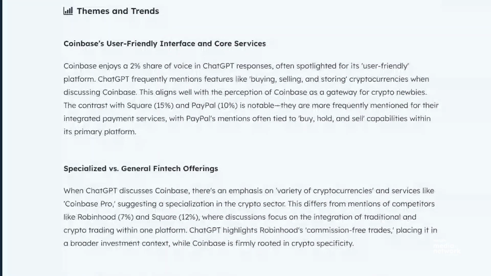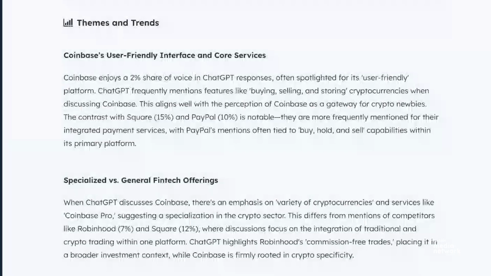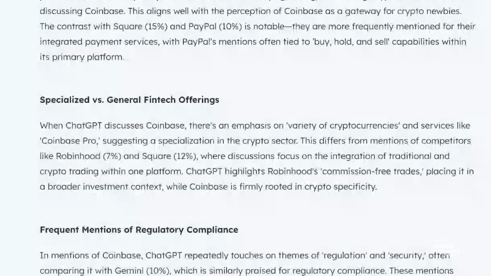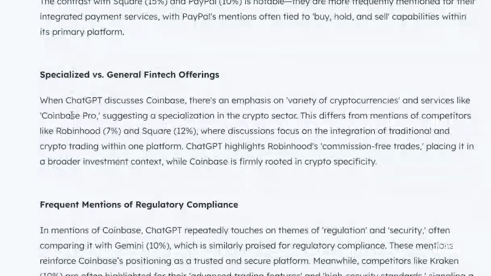I also, Kieran, really love the themes and trends section here, where it kind of gives you more context. For example, when ChatGPT discusses Coinbase, there's an emphasis on a variety of cryptocurrencies and services like Coinbase Pro, suggesting a specialization in the crypto sector. This differs from mentions of competitors like Robinhood and Square, where discussions focus on integration of traditional and crypto trading. That is real important nuance. That's incredible to get for free. So good.